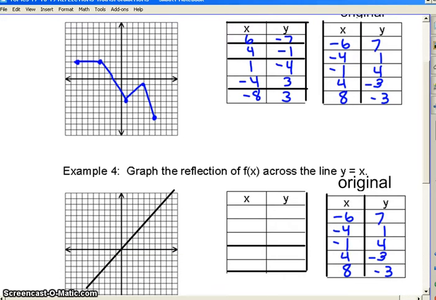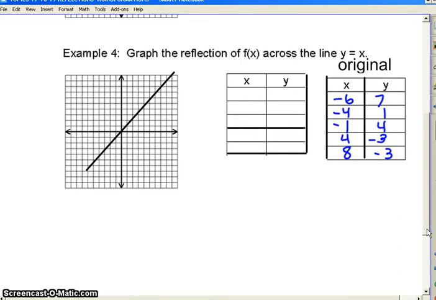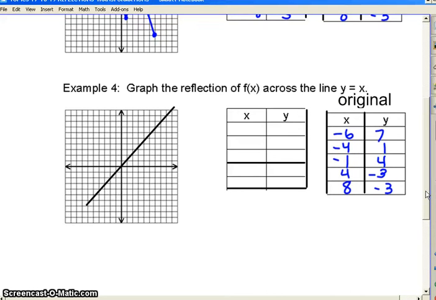Okay, on the last example, graph the reflection of the function f of x across the line y equals x. Okay, on this one here, all we're going to do is switch. We're going to switch x and y. So instead of negative 6, positive 7, it's going to be positive 7, negative 6. Okay, the next one will be 1, negative 4. 4, negative 1, negative 3, 4, and negative 3, 8.